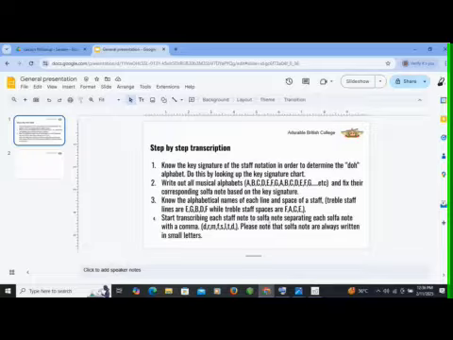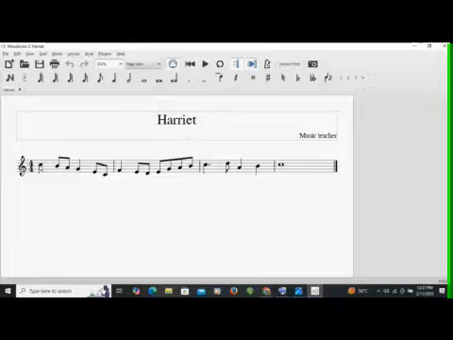Then please note that solfa notes are always written in small letters. Please, the solfa notes, Do, Re, Mi, Fa, Sol, La, Ti, Do, should always be written in small letters. Small letter d, small letter r, small letter m, small letter f. So this stands for Do, Re, Mi, Fa, Sol, La, Ti, Do. So let's start transcribing.